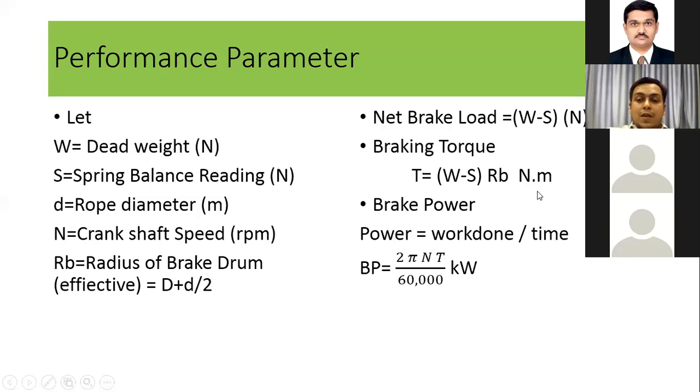Here it is Newton meter. Again it is converted into kilonewton meter. So our final unit comes as kilowatt. So our brake power formula becomes 2 pi N T divided by 60,000, where T is calculated using this formula, that is W minus S into R B.